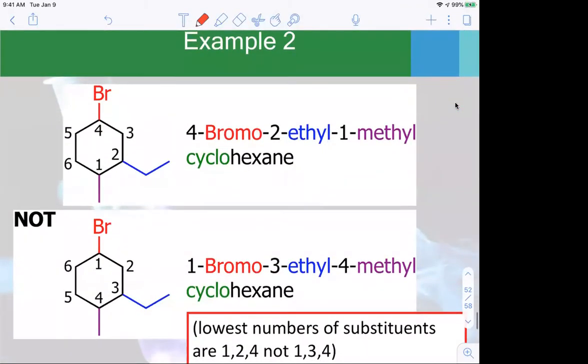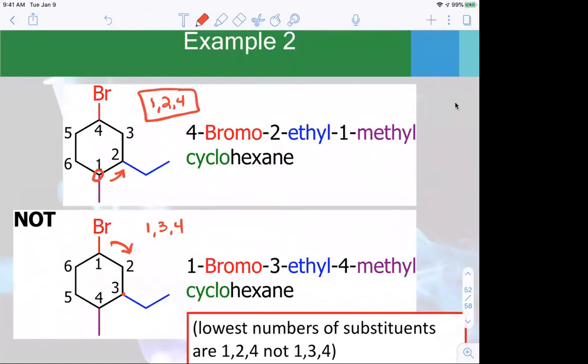Here's another example. Now here, I have different ways to number. What if I started with the bromine and I go to this direction because that's where I'm going to encounter my substituent first? I would have 1, 2, 3, 4. So I would have 1, 3, 4 for my substituents. However, if I start here and I go this way to encounter that first substituent with a lower number, I would have a 1, 2, 4. This numbering system is better.